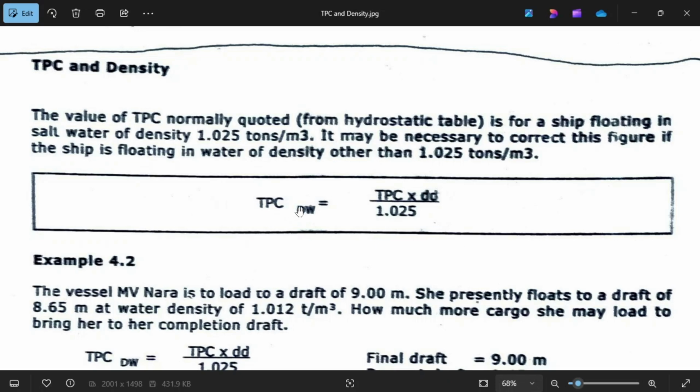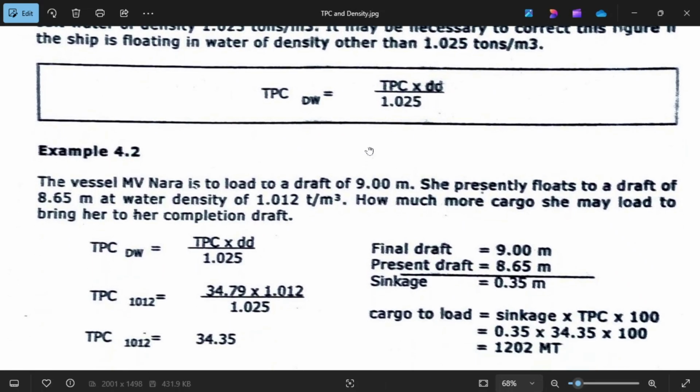Now, if the vessel is at berth, she is in dock water, meaning a mixture of water and salt. So to get the exact figure of the dock water TPC, this is the formula: TPC of salt water times your local density over your constant of 1.025. Okay, so let's go to the example.